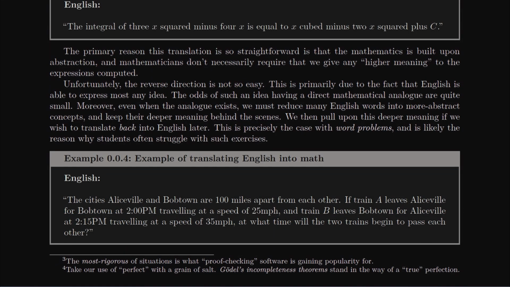But the real benefit of starting with English and going to math is that there are a lot of English statements we can make which themselves feel like they have mathematical solutions, but they're maybe not straight math the way that this integral above was. So here I've got the cities of Aliceville and Bobtown, which are 100 miles apart from each other. If train A leaves Aliceville for Bobtown at 2 p.m., traveling at a speed of 25 miles per hour, and train B leaves Bobtown for Aliceville at 2:15, traveling at a speed of 35 miles per hour, at what time will the two trains begin to pass each other?